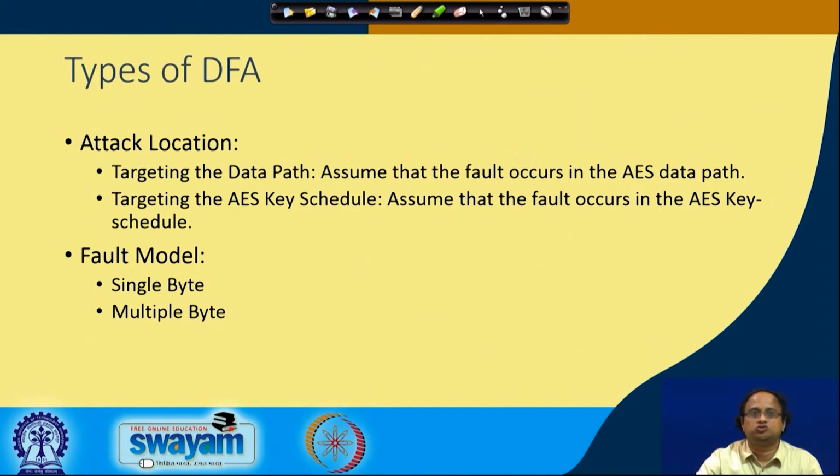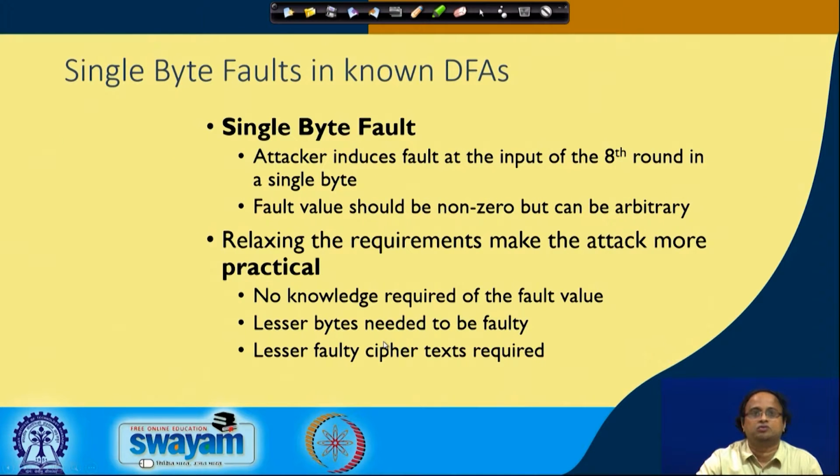There could be other fault models also which can be utilized. For example, I can assume a biased fault model, where I assume that the fault is not random, but is probably biased towards certain values. So, we will see a certain flavor of that in one of the subsequent talks. Right now, I am assuming random fault models. That means the fault can take any random, arbitrary value.